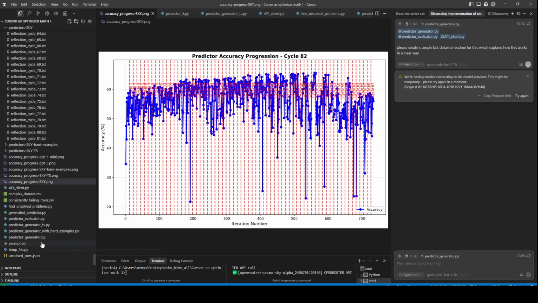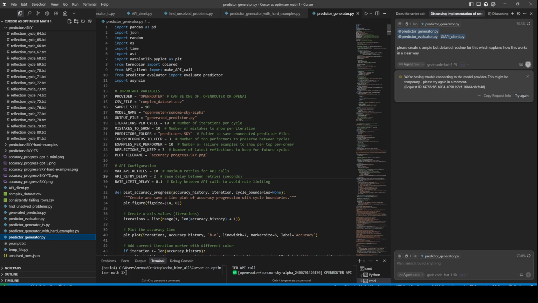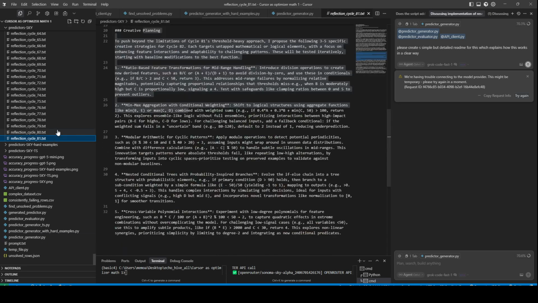So there are some parameters here to control this. For example, we keep the top three best performers from all previous cycles, the top three performers, the scripts, the solutions, and also we keep the three strategic reflections. So these are all hyperparameters that can be tuned. These are the numbers I just kind of randomly picked, but obviously there's some tuning to be done here. So we keep three of these reflections. So in this case, it will be 79, 80, and 81.